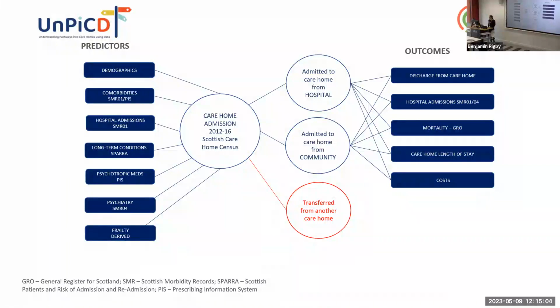We then split our cohort into 3 groups: admitted from hospital, admitted from the community, and then there's a small, very select group of people who've been transferred to the care home from another care home. And then we looked at some of the outcomes that I've already mentioned, in terms of mortality, length of stay, and also costs.